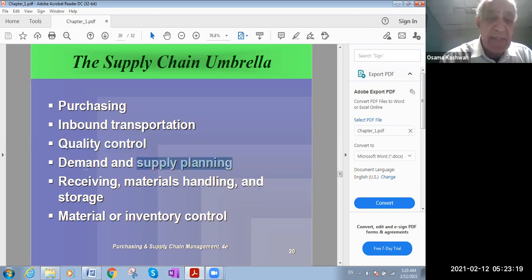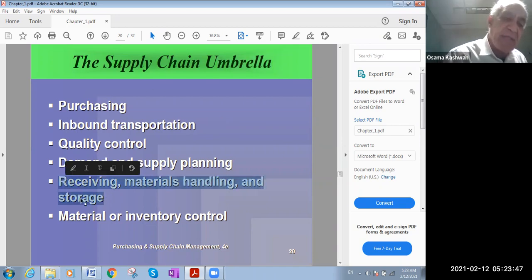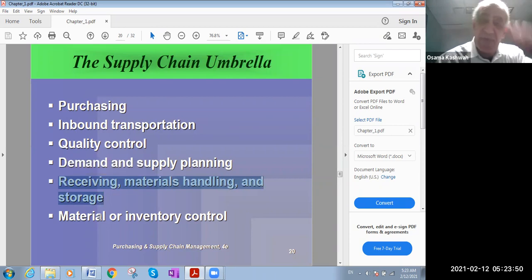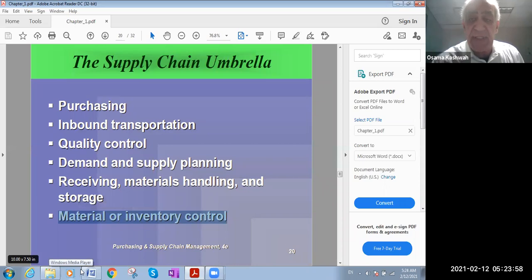Demand and supply planning is also very important because this is under the supply chain. You have to plan for the supply and demand. You have to plan so that you will know the size, the amount of products which will be shipped or transported from place to place. Receiving materials and handling and storage. The inventories as well are a part of the supply chain. Materials or inventory control also. So the inputs or the raw materials are a part of the supply chain.